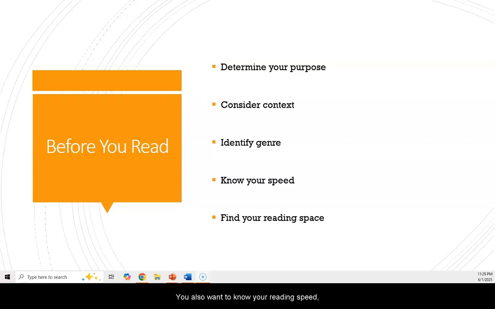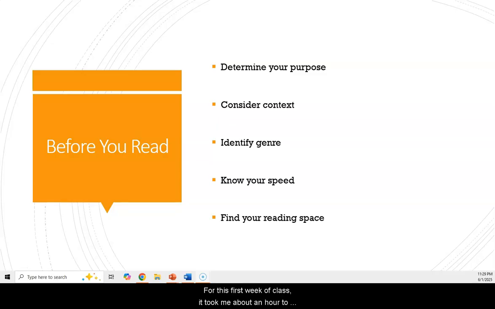You also want to know your reading speed so you know how much time you need to give yourself to avoid feeling stressed. Recognize that your speed will change depending on the number of words on the page, your familiarity with the topic and the complexity of the vocabulary, and also on how you happen to be feeling that day.